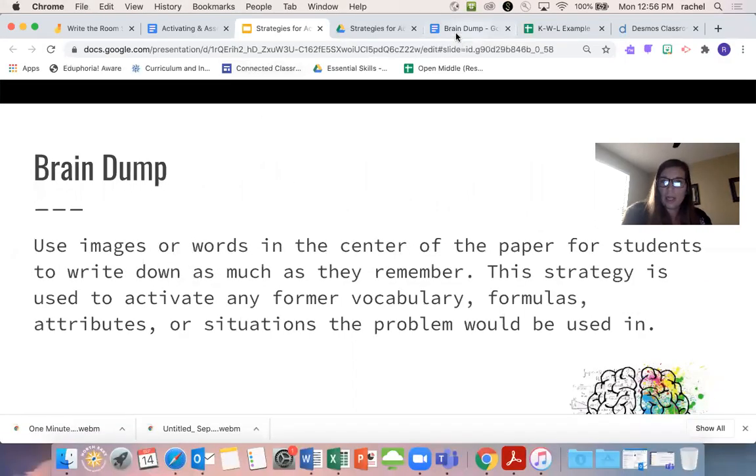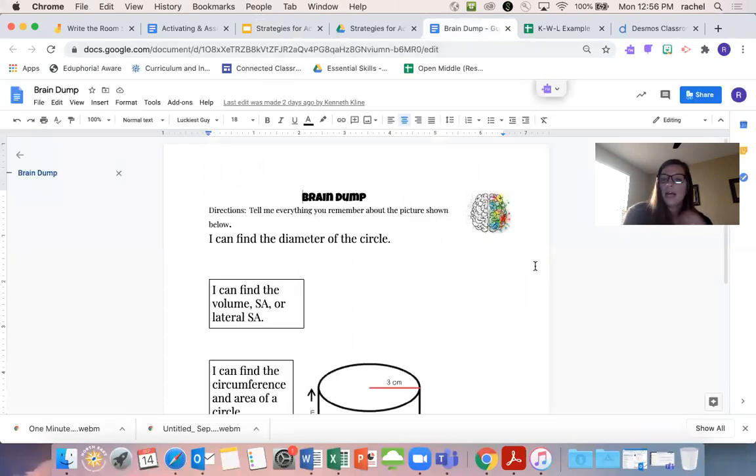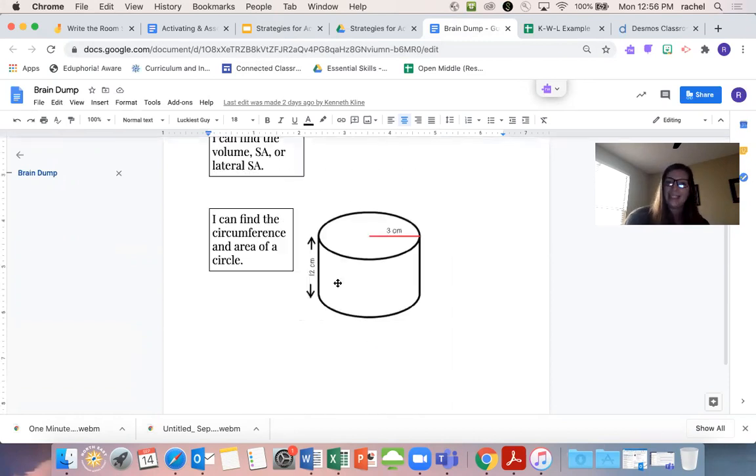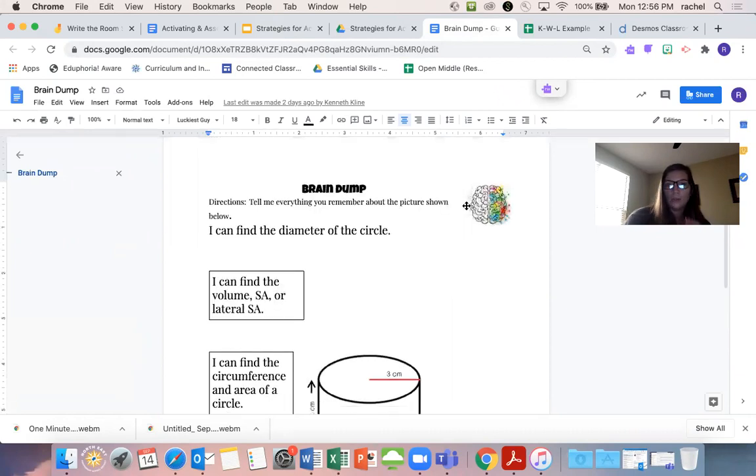So I created a Google Doc version of this. The reason I did a Google Doc is because all students can be live on it at the same time. And it's not like a Jamboard, where it has limitations on what I can add to it. In this brain dump, an image of a cylinder was in the middle and said, tell me everything you remember about the picture shown below.